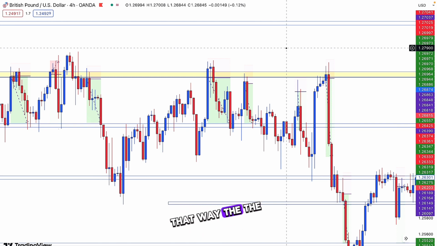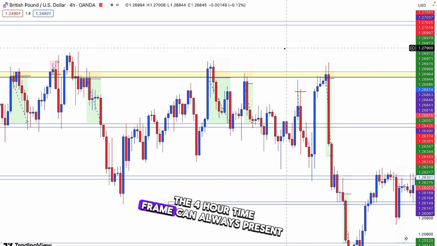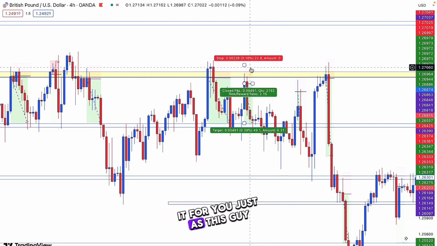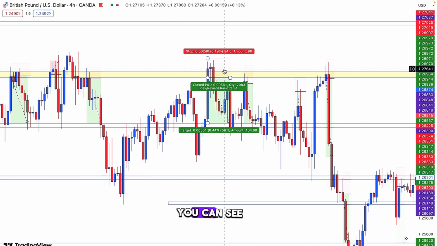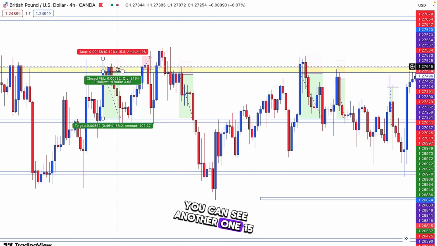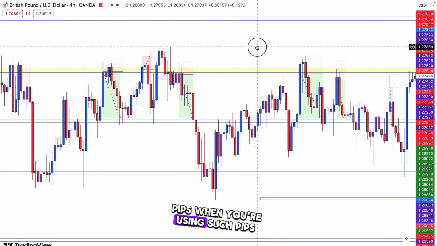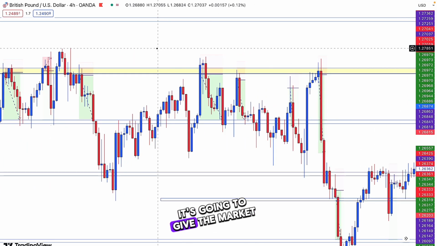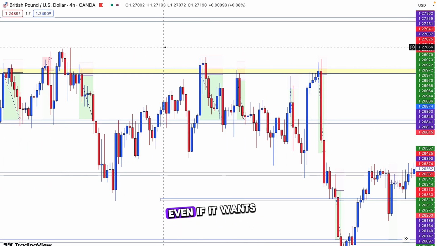That way, the 1-hour time frame, the 4-hour time frame can always present it for you. Just as this guy, you can see there 22 pips. You can see 24 pips. You can see there 15 pips. You can see another one 15 pips. When you're using such pips, it's going to give the market room to move around, even if it wants to move your stop loss. I think I've made this very clear.